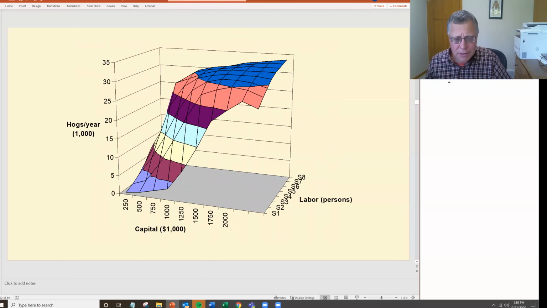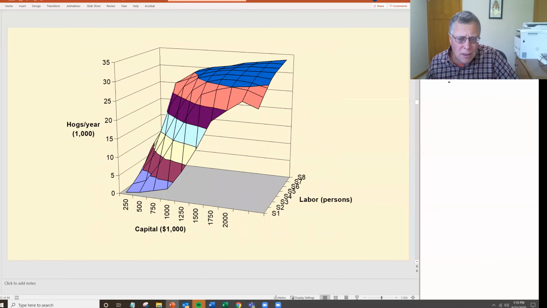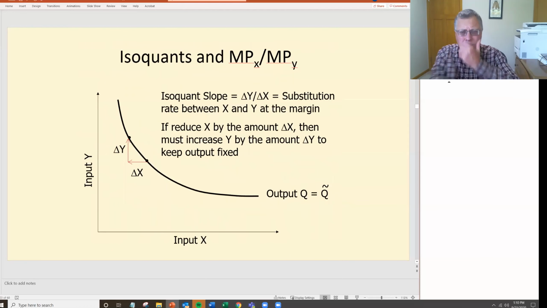You can see the third dimension is hogs per year, and as you go up there, the isoquants are those contour lines horizontally. If you projected them down on the bottom of the box, this figure here is what you get if you turned it around the right way. So that's what these isoquants are.